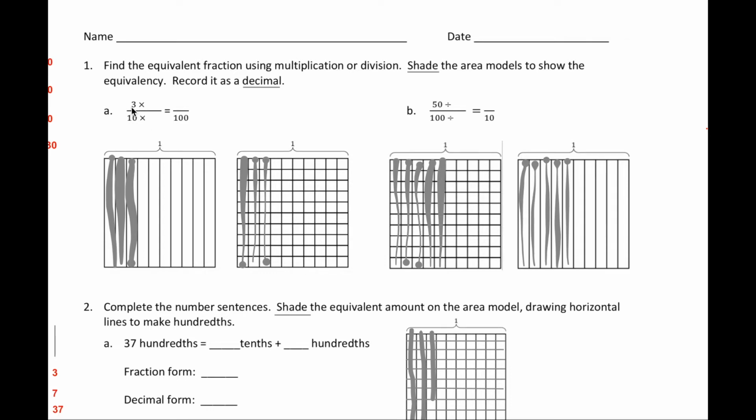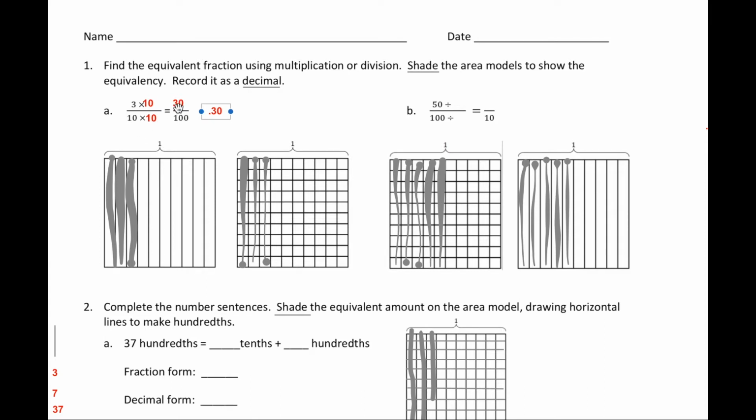We're going to do times 10. 3 times 10 is equal to 30, okay? And then on the bottom, what we do on the top, we do on the bottom. 10 times 10 is equal to 100. This in decimal form is 0.30.